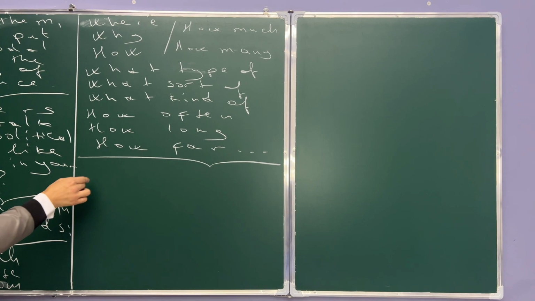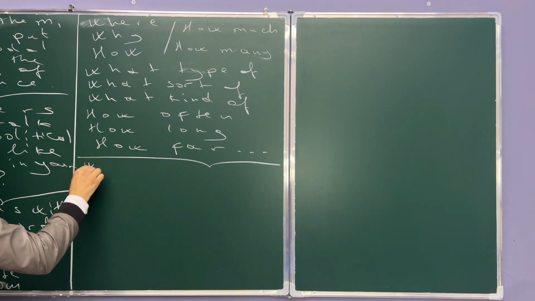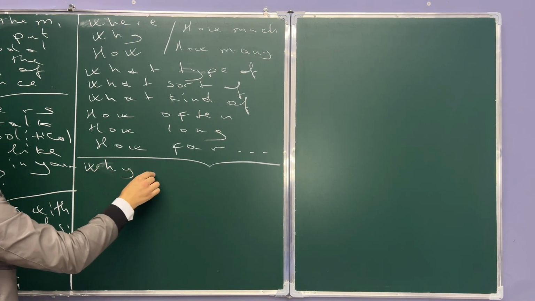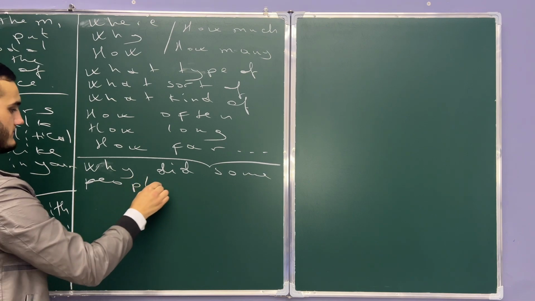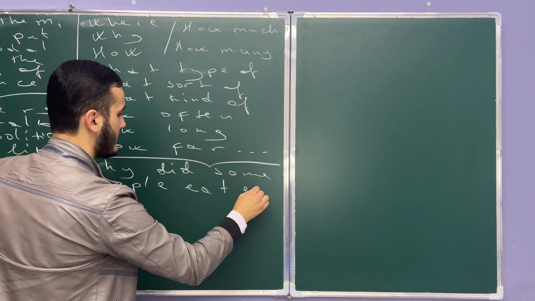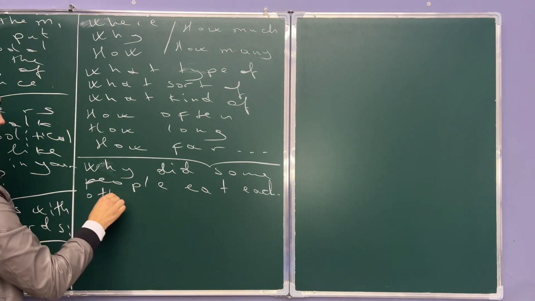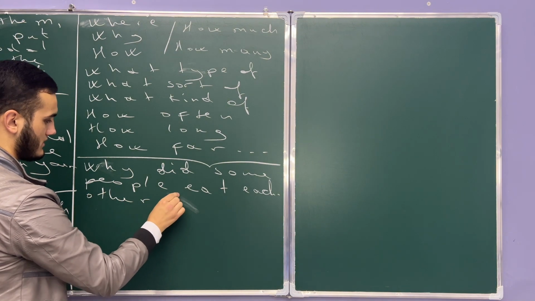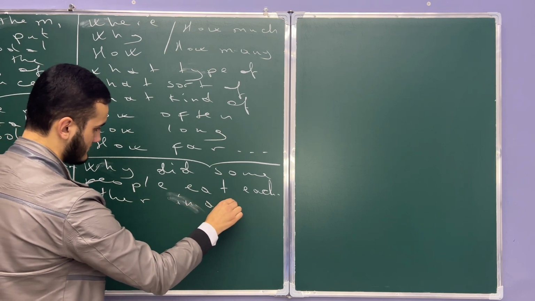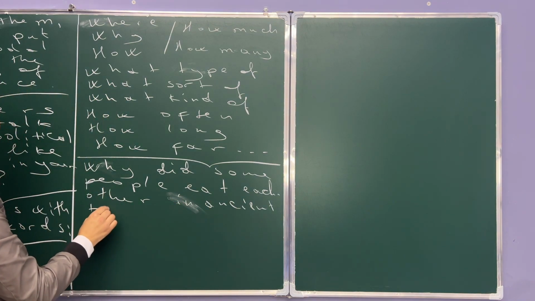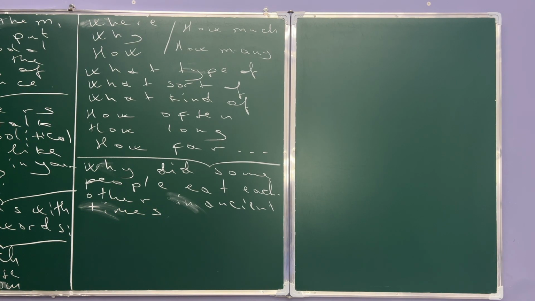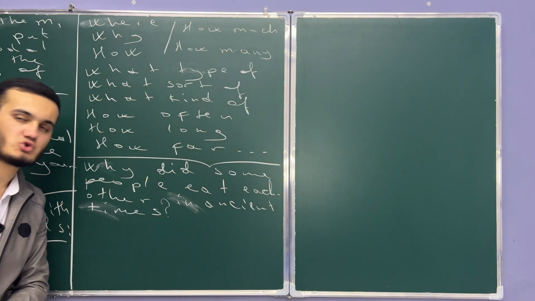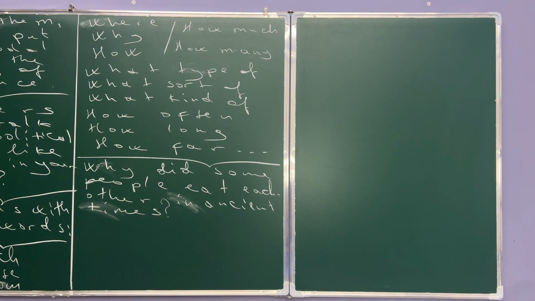For example, why did some people eat each other in ancient times? Now, there should always be a question mark, ladies and gentlemen. Did you understand the meaning or not?